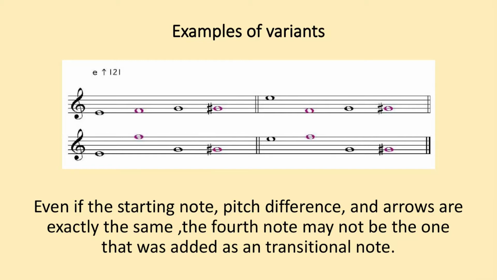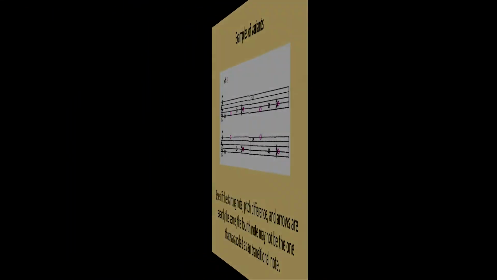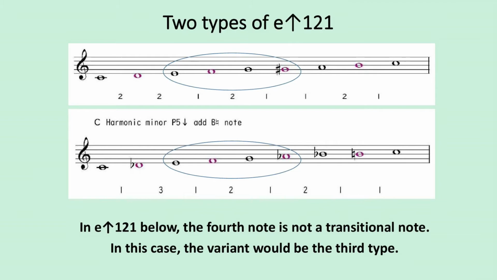Examples of variants. Even if the starting note, pitch difference, and arrows are exactly the same, the fourth note may not be the one that was added as a transitional note. Two types of E upward 1-2-1. In E upward 1-2-1 below, the fourth note is not a transitional note. In this case, the variant would be the third type.